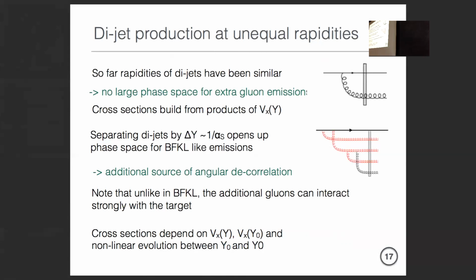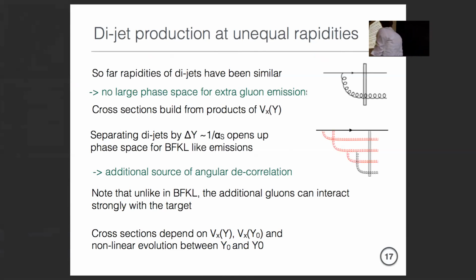Okay, good. So now, the very last topic I want to address, and this is actually the most interesting case. So far, what we've been discussing is essentially the case where we have these two forward dijets, but they essentially produce at similar rapidities. What that means is that if I look at this dijet system, there's really no large phase space for the possibility of extra gluon emissions in between these dijets. In that case, I'm just in the standard CGC framework, and one builds the cross sections out of an ensemble of Wilson lines and correlation functions of Wilson lines.